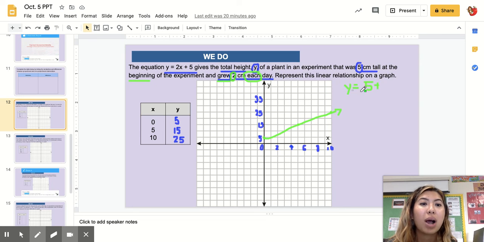So it should be y is equal to 5 plus 2x. And x is the number of days. And as you can see, that matches the equation that was given to us, y is equal to 2x plus 5. They just have it switched around.